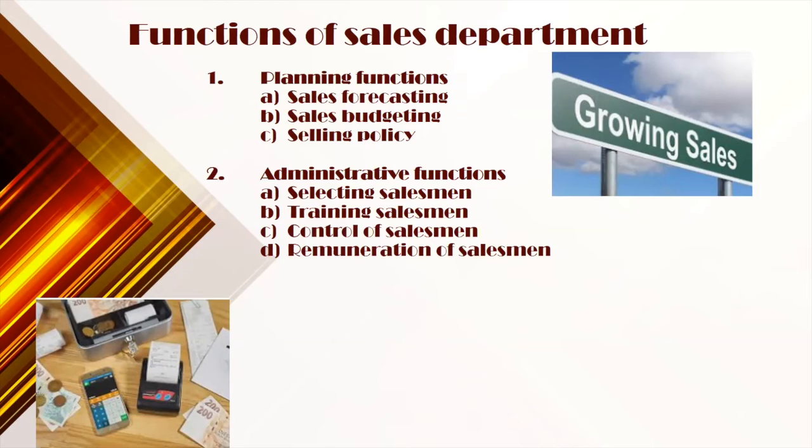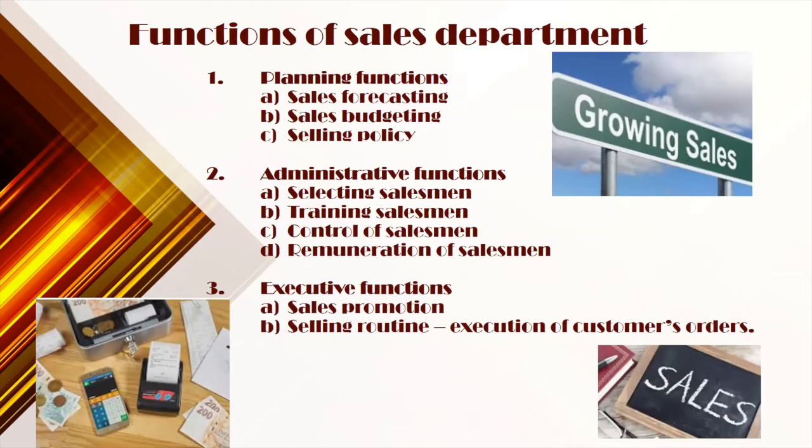And the fourth is the remuneration of the salesman. Sometimes the sales department runs on the basis of commission also. If you bring in so much business, you get a certain percentage out of it. Or maybe you work on a fixed salary. All these things depend on the hotel policy. So we have to decide the remuneration. What is going to be given to the sales personnel? So these are the administrative functions of the sales department.